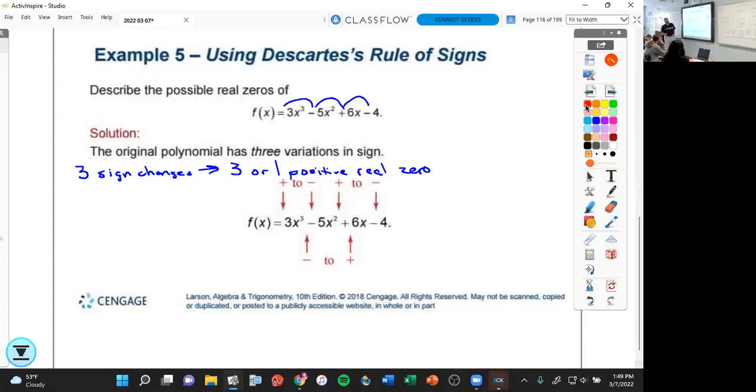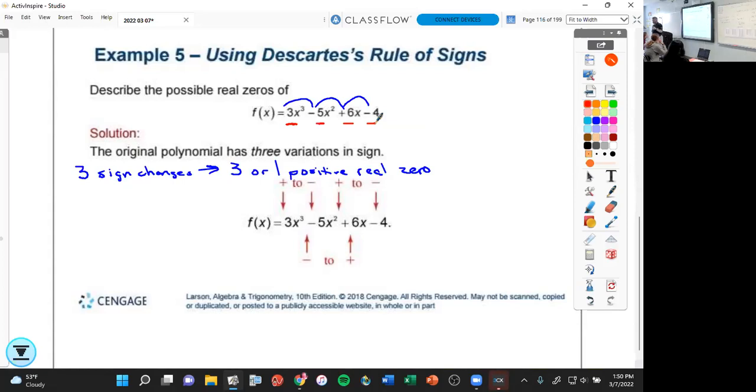Okay, let's change our signs. Let's try the negative side for Descartes' rule. What does 3x cubed become? It becomes negative, right? So this is going to be negative. How about the negative 5x squared? It stays the same. 6x becomes negative. -4 stays negative. What signs change? To get from the blue to the red, what signs change again?